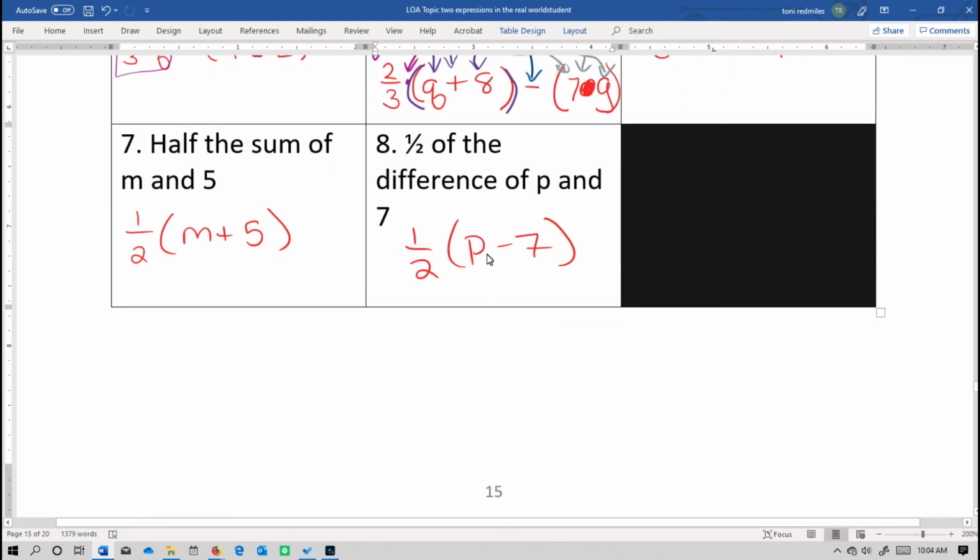Half is the fraction 1/2, okay? The sum of, which means parentheses, and M and 5. This time I write out 1/2, and of means multiply. The difference of is going to mean parentheses, and I have P minus 7. Difference means minus. All right, so that's all of this worksheet. Keep practicing it until you feel good about it and come back and watch the next one.